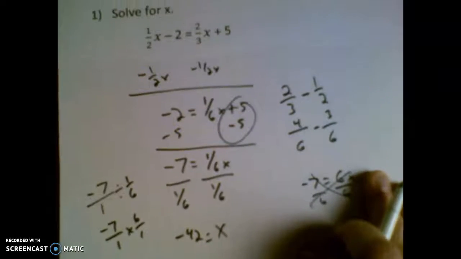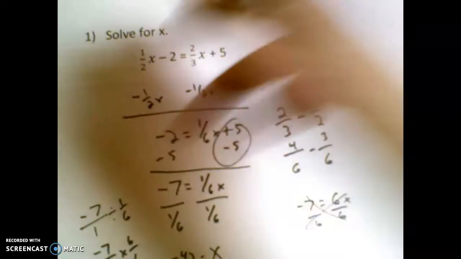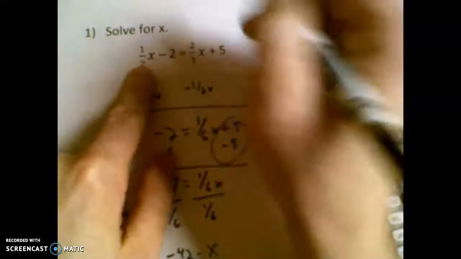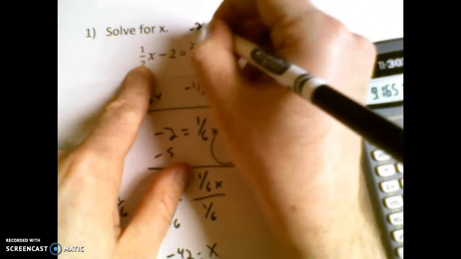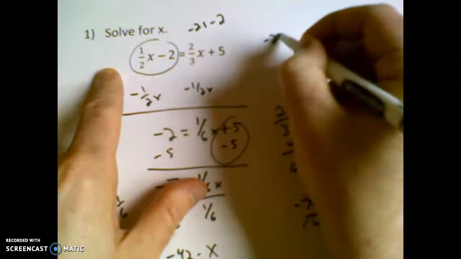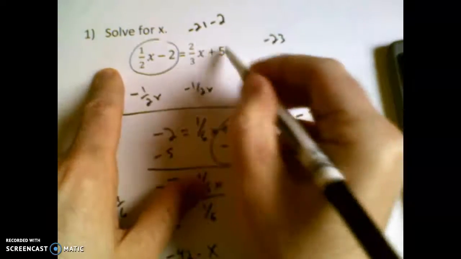So now to check to see if the answer is -42, I can go up here. I'm taking half of -42, that's -21, minus 2. That means the left-hand side would be -23. And see if it equals the same over here.